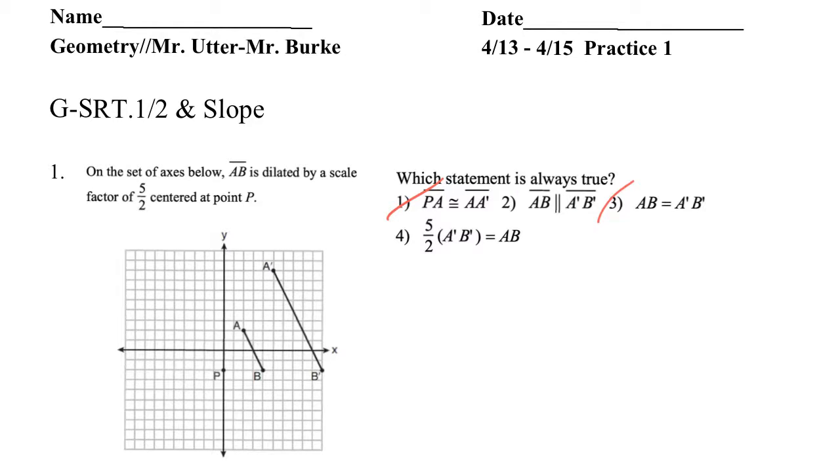And choice 4 says if you multiply AB or A prime B prime by 5/2, we get AB. Well, that would be saying that these two lines would have to be flip-flopped with each other. That would mean that A prime B prime would be here, and the image would be AB. So that's the exact opposite of what we have here. So that one's gone. So it is choice 2, like we thought.